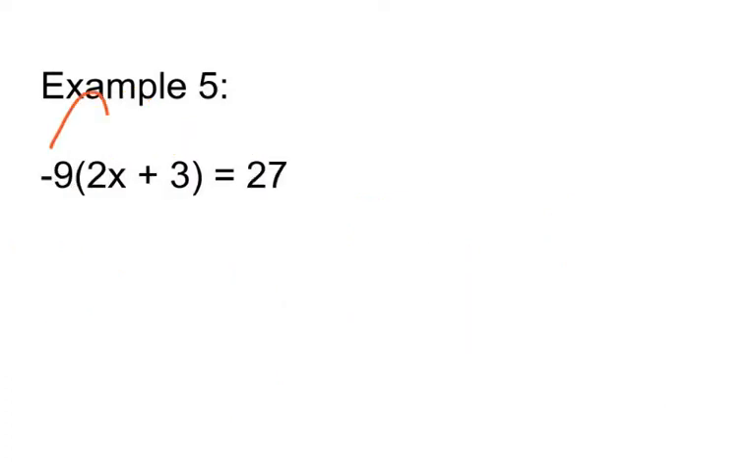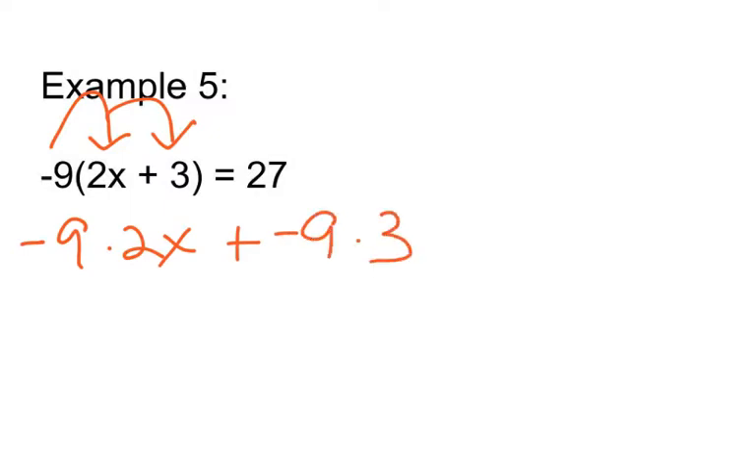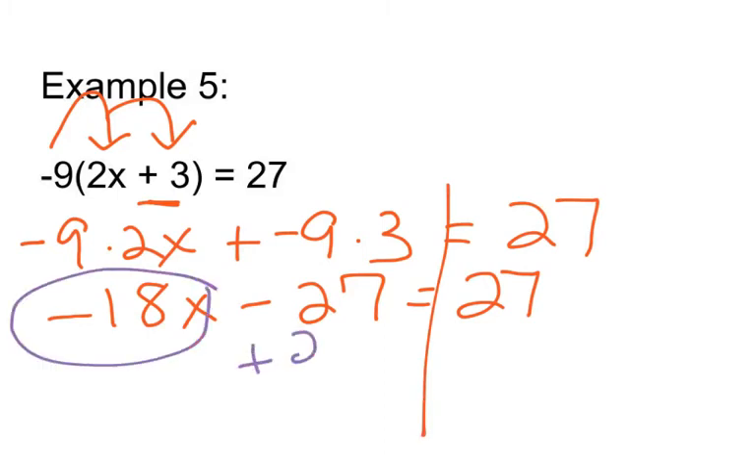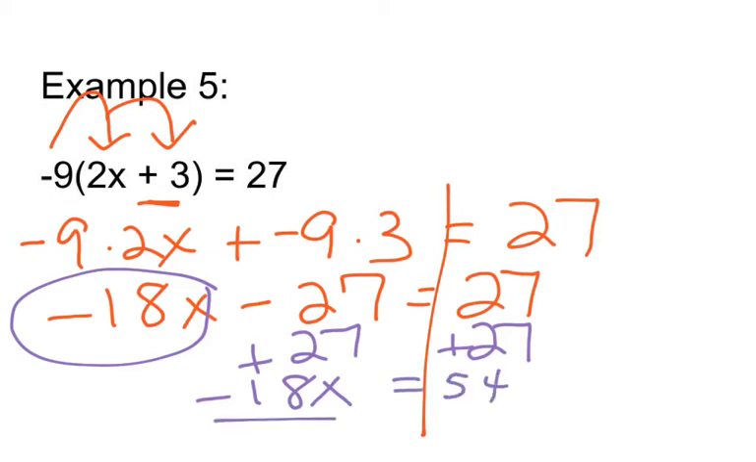And finally, we're going to distribute the -9. So -9 times 2x plus -9 times 3. And the 3 is positive because of the plus in front of it, equals 27. That's going to give me -18x. A negative times a positive is a negative, or minus 27. We're going to isolate the term with the x in it. That's going to give me -18x equals 54. And divide by -18. And x is equal to -3.